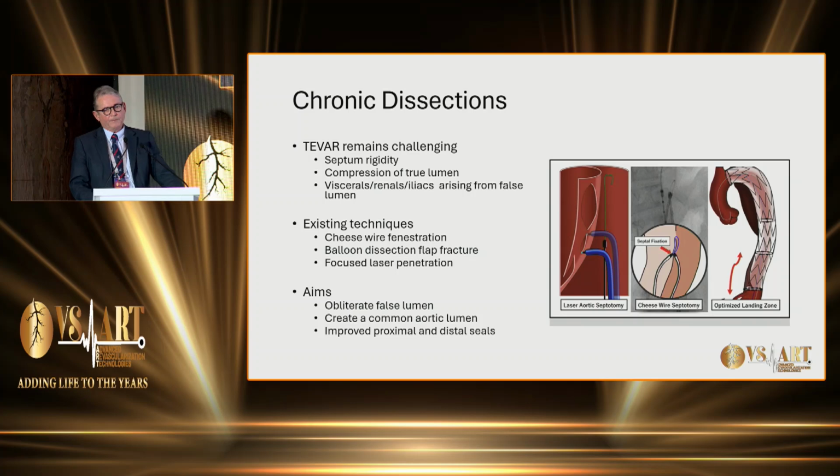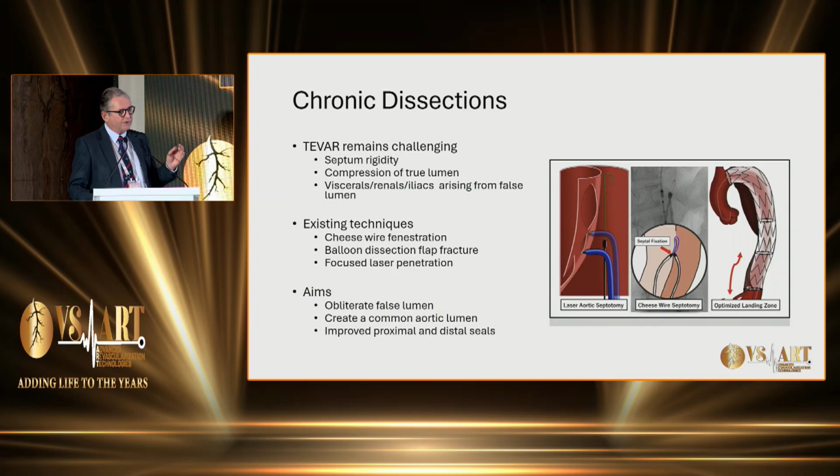And also the problems with TEVAR: it's quite often done fairly late, hence a chronic dissection, and the septum becomes very, very rigid, and it compresses the true lumen. And quite often the viscerals and the renals are coming off the false lumen, and it makes EVAR challenging, or TEVAR, in these respects. Now, when we were all doing open repairs, we quite often cut the septum from below to try and get a nice luminal diameter to sew a graft onto.